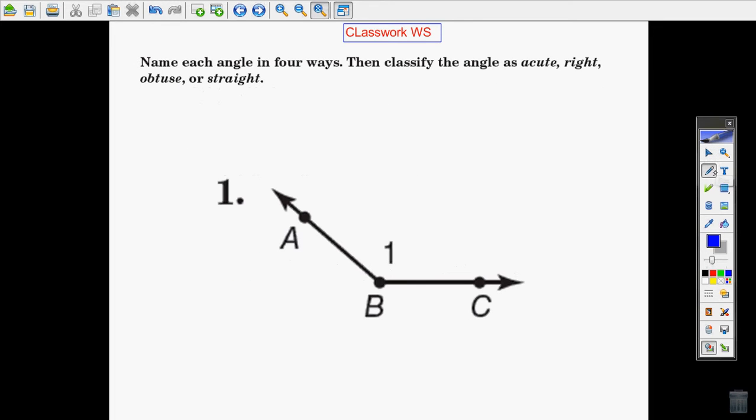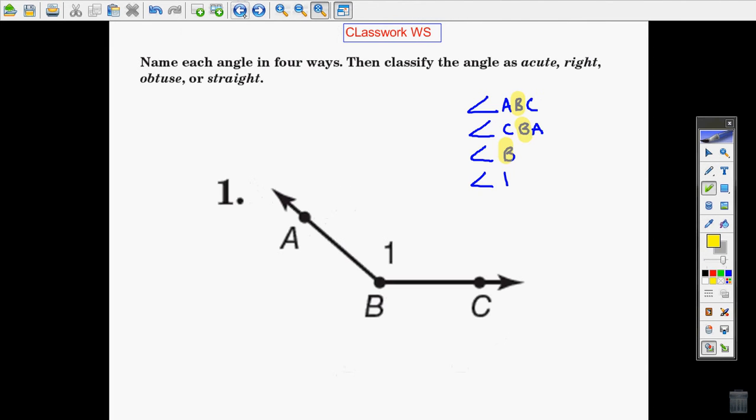Okay. Beginning with the first section, naming each angle in 4 ways, then classifying the angle as acute, right, obtuse, or straight. We're going to do that quickly with number 1. Angle ABC is acceptable. Angle CBA, angle B, or angle 1. And again, remember, primarily with these first 3, the vertex is our number 1 most important way to name the angle.